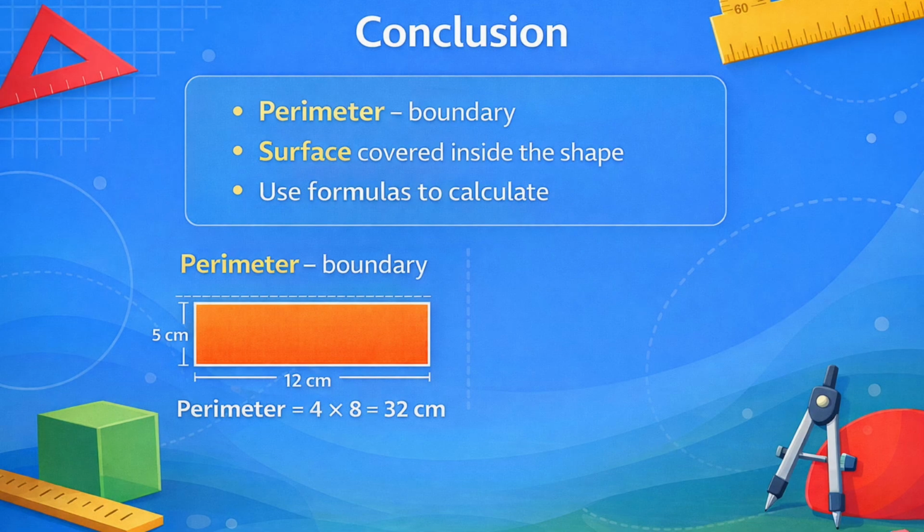Today we learned the concepts of area and perimeter. Perimeter is the total boundary around a shape, while area is the surface covered inside a shape. We also studied formulas for square, rectangle, triangle, and parallelogram. Practice these formulas regularly to strengthen your mathematical foundation.